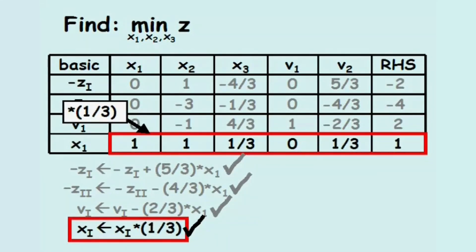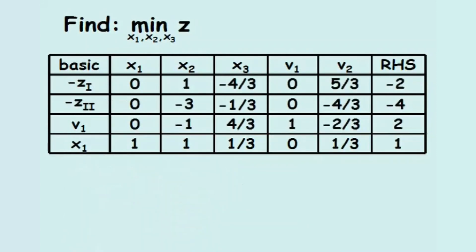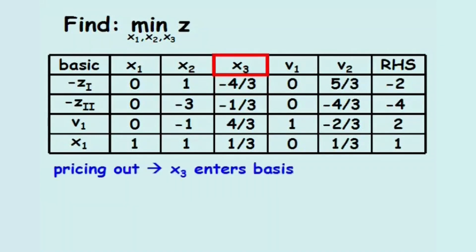So after pivoting, the tableau is in canonical form, and artificial variable v2 is non-basic and equals 0. However, artificial variable v1 is still basic and equals 2. So we have not yet found an initial feasible solution. We return to pricing out and notice -3/4 is the smallest negative cost coefficient, which is associated with variable x3. Therefore, x3 will be the next variable to enter the basis.